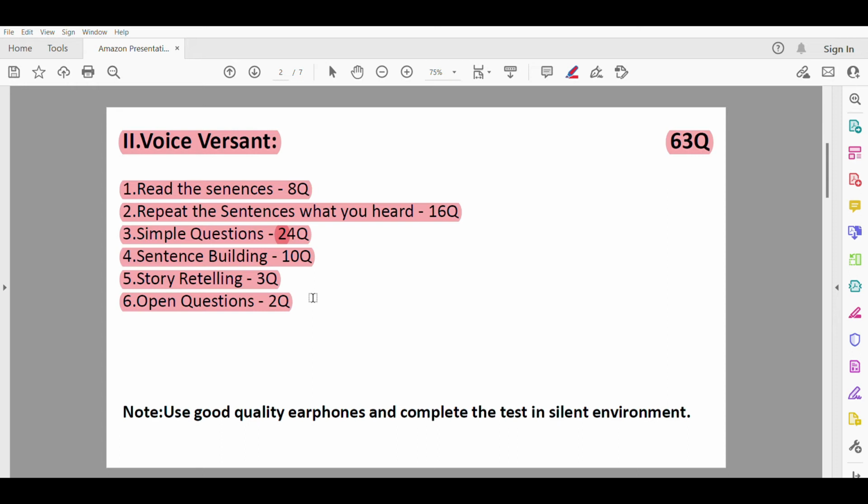So we have to give a general opinion for 4 or 5 minutes, whatever time they give. For that time we have to speak fluently and defend our answer. So this is basically the test which will generally measure how good we are in English. The main note for this voice version is we have to use good quality earphones and complete the test in a silent environment. Using good quality earphones will give us good audio input and good output of our voice, and in a very silent room we can hear the questions clearly.